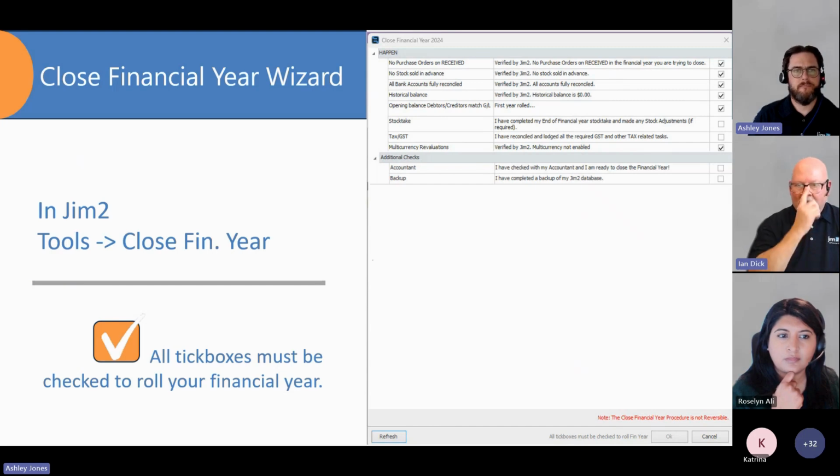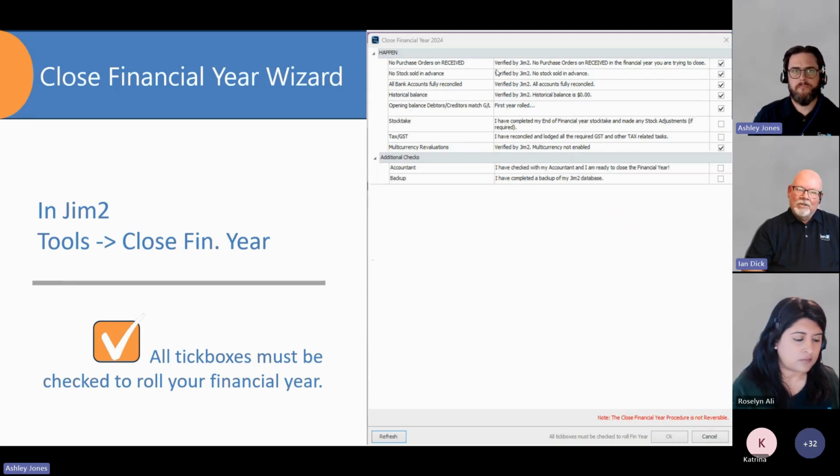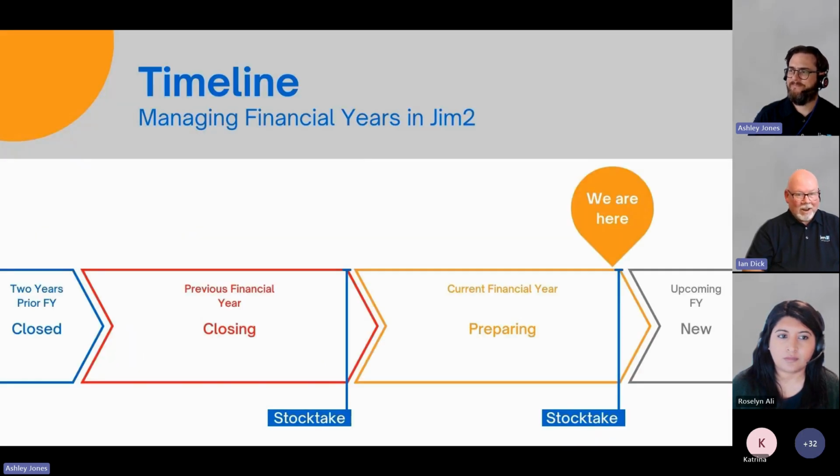When we're talking about these features as you see them, some of them are controlled by the customer and some of them are controlled by Jim. But they clearly do show you the things that you need to dive into. In fact, the very first one that we can see on the slide, no purchase orders on received, was one that we spoke about a little earlier today. The idea of this is to ensure that you get things done and acknowledge the things that need to be completed before you can close that previous financial year. And for clarity, we're talking about the previous financial year, not the one we're in right now.